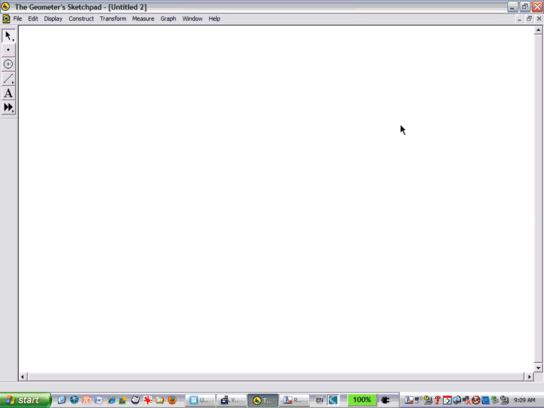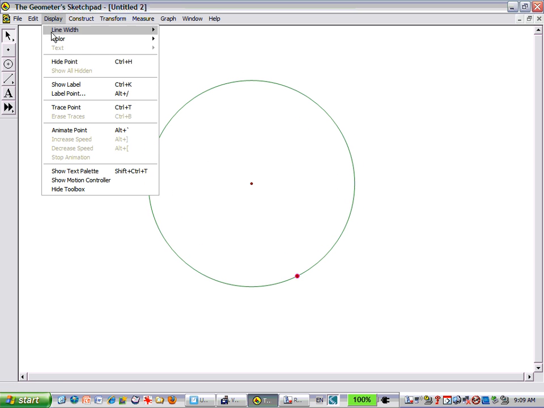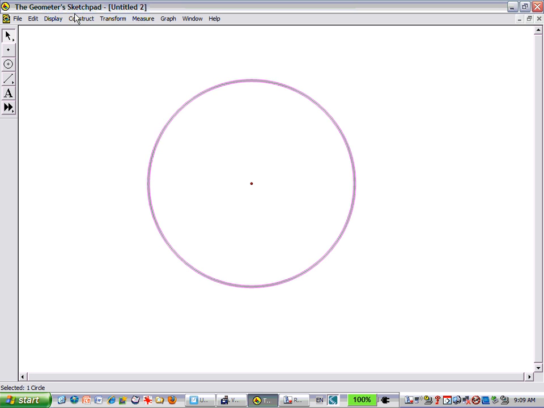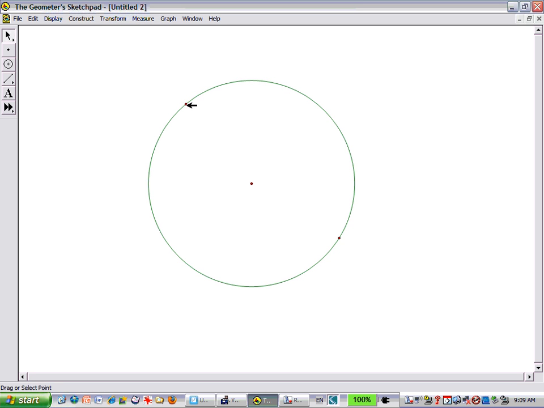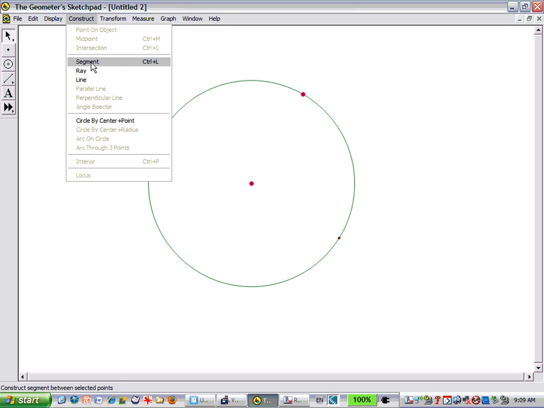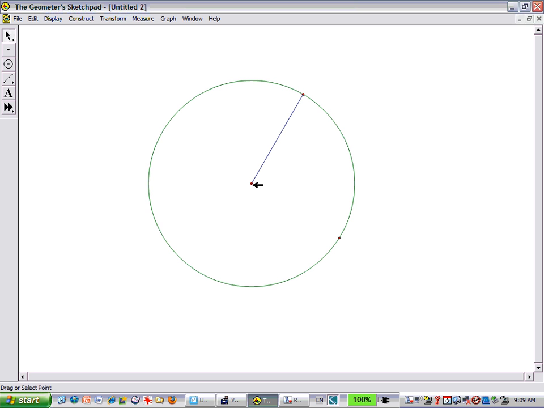So let's take a look at a circle property. I am going to construct a couple of points on a circle. Now, what happens if I connect that point with the center? What's that called? That's called a radius.